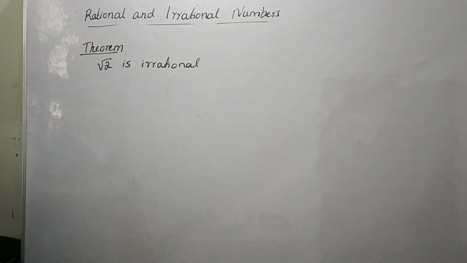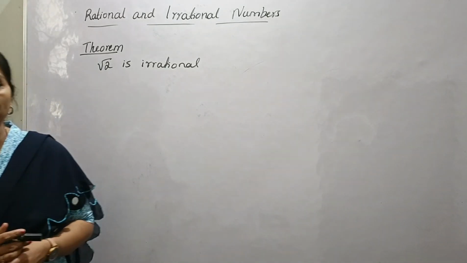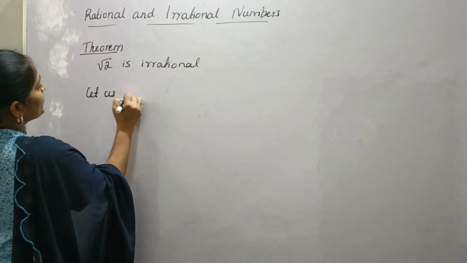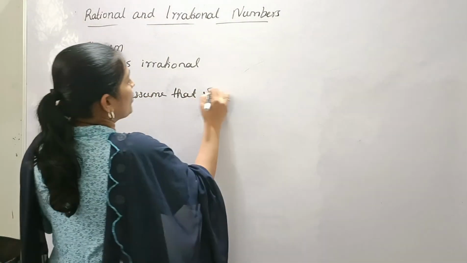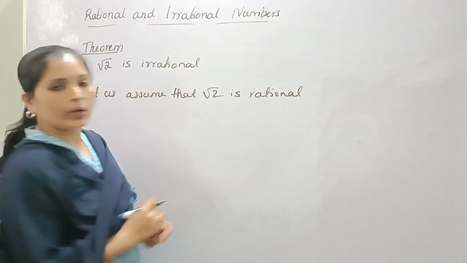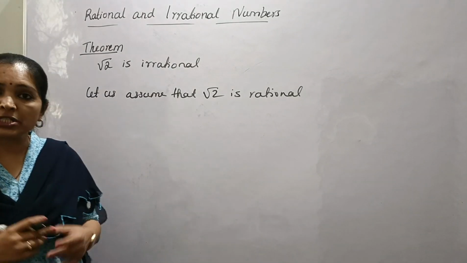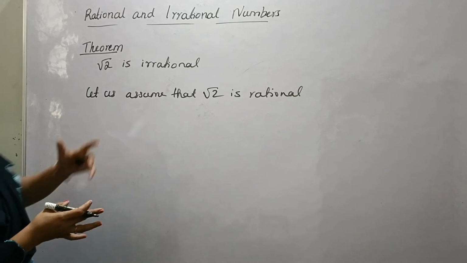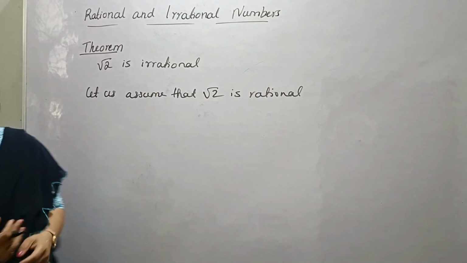For that, let's assume that square root of 2 is a rational number. And we know that a rational number can be expressed in the form of p by q, where p and q are integers. So if it is rational, then it can be written in the form of p by q.